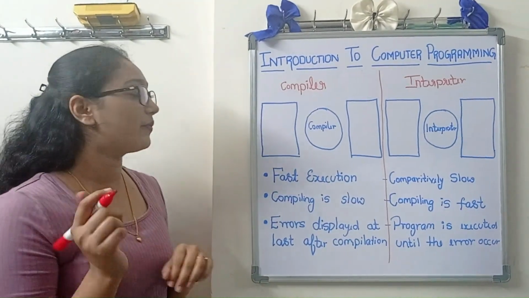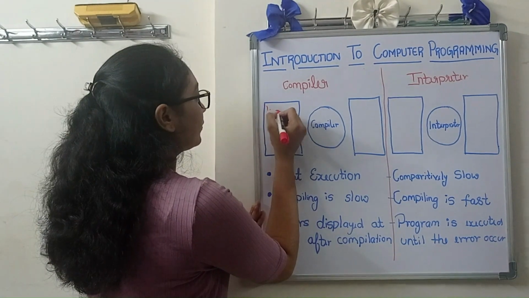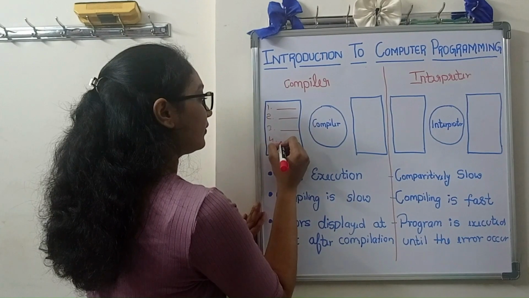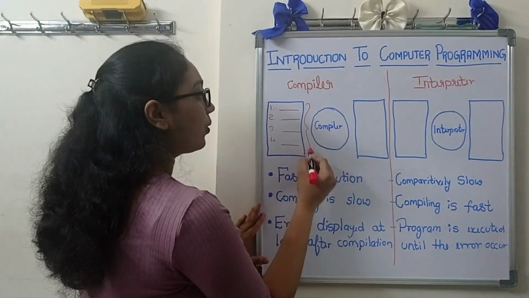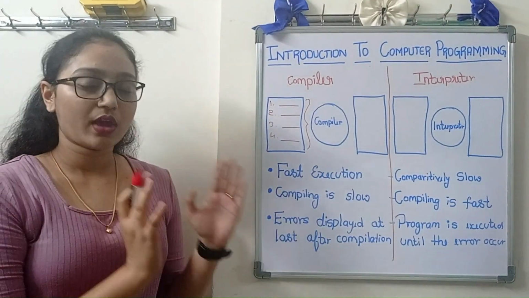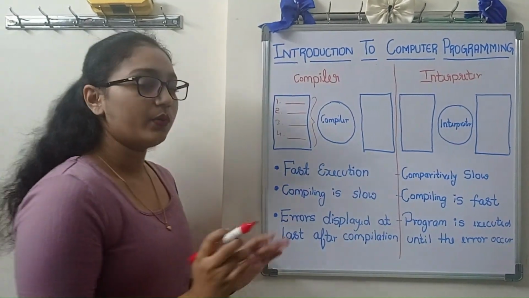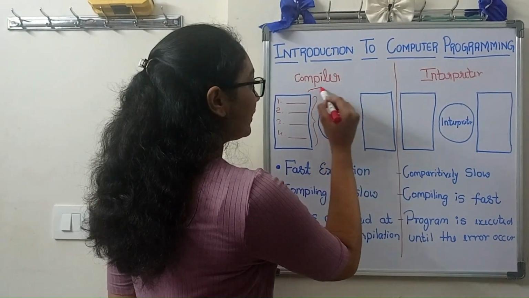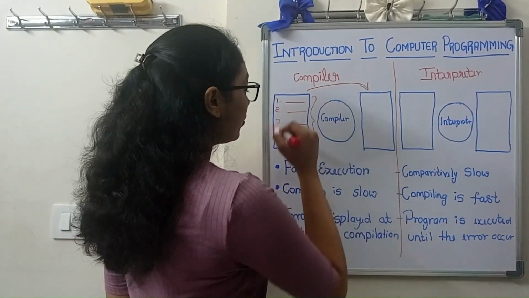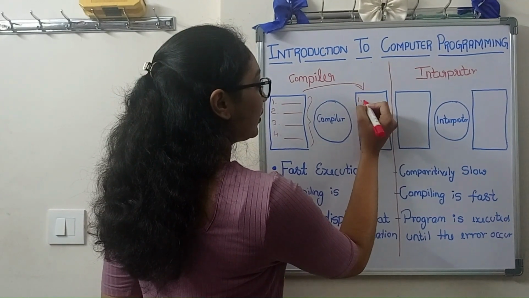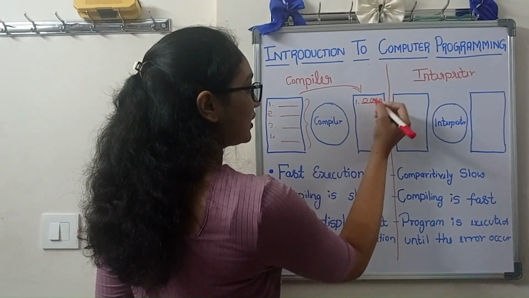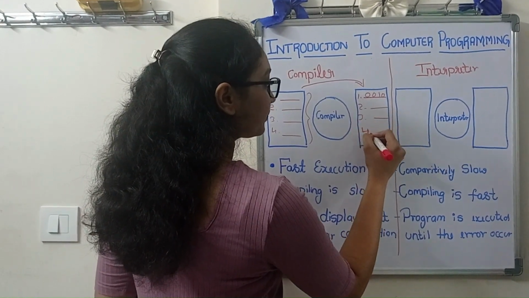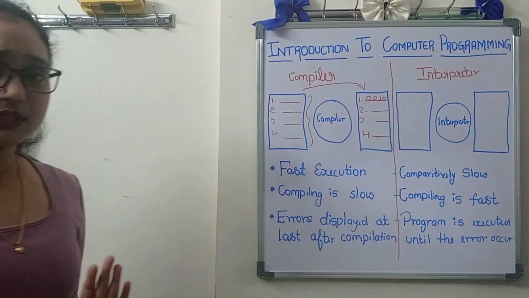Now, imagine that you have written a code: the first line of code, second line, third line, and fourth line. This is the whole code which you have written for your computer. In the case of a compiler, the whole code is compiled at once, in the form of 0010 or any binary format.